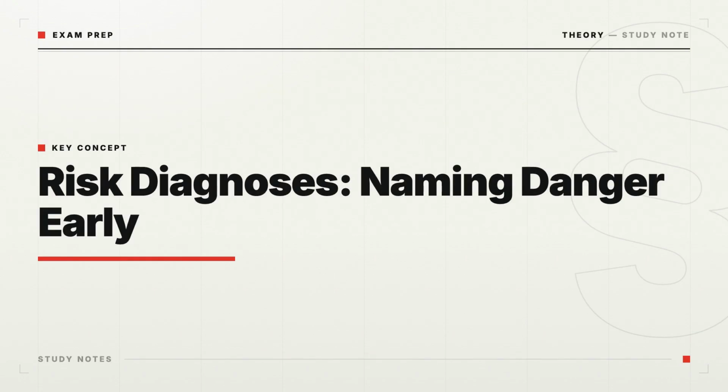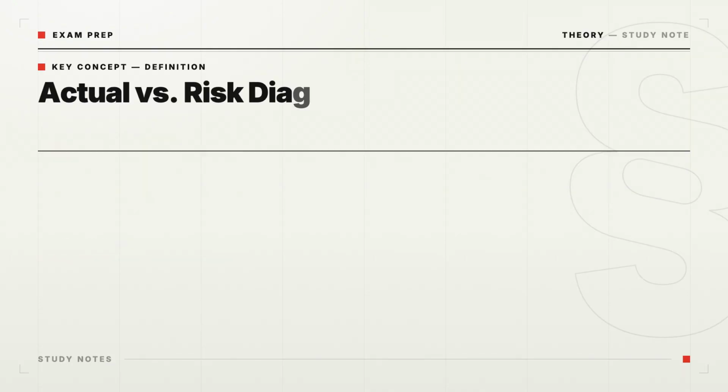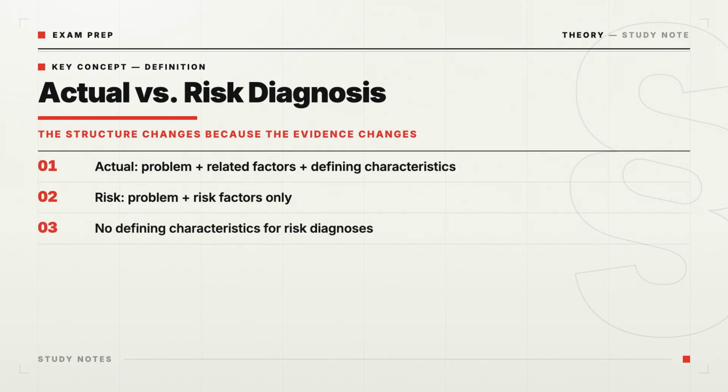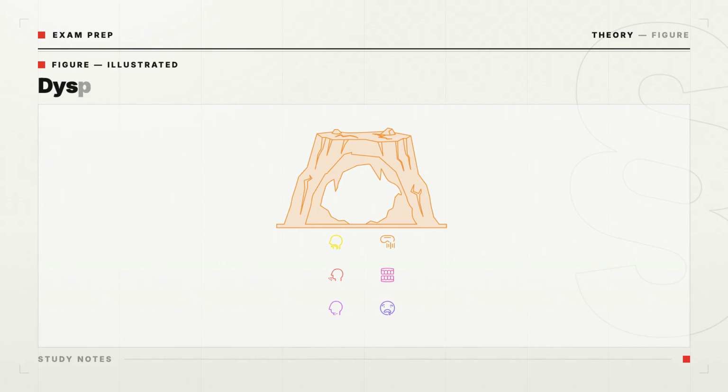Not every nursing diagnosis describes a problem that already exists. A risk diagnosis names a problem the patient is vulnerable to developing, so the nurse can act before it ever happens. An actual diagnosis has 3 parts, ending in defining characteristics, the signs proving the problem exists now. A risk diagnosis only has 2 parts because there are no symptoms of something that hasn't happened yet. Instead, it carries risk factors, the conditions that make the problem likely.